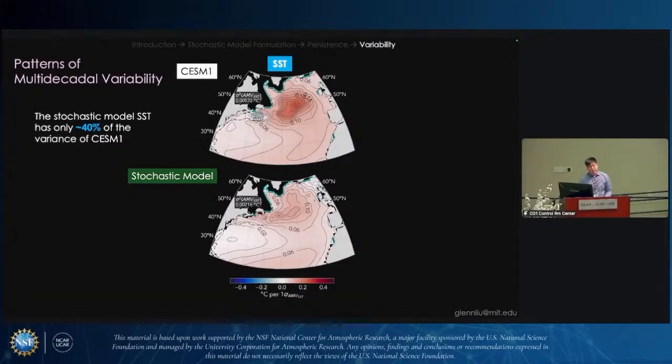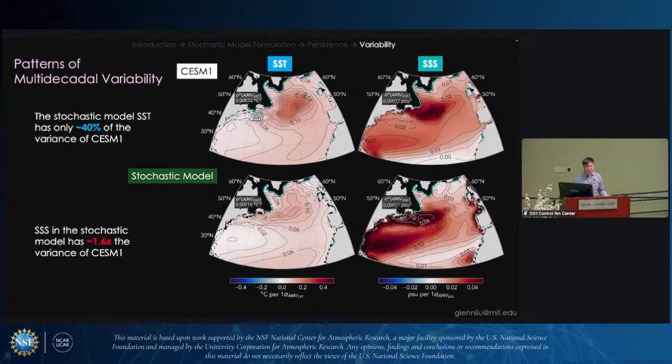So I can take the average of SST over the basin, apply a 10-year low-pass filter, and regress that back to the SST anomalies to get the pattern of variability for CSM on top and the stochastic model on bottom for SST. The takeaway here is that the pattern is pretty similar, but the stochastic model is underestimating the level of variance at low frequencies.